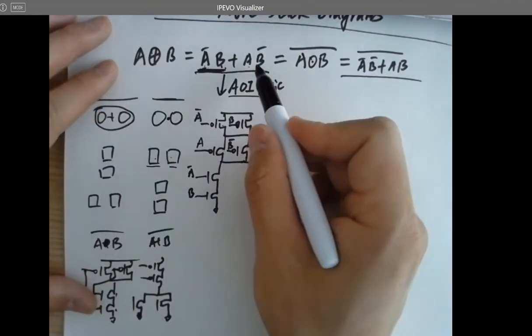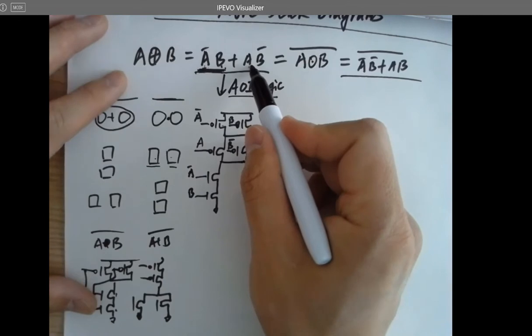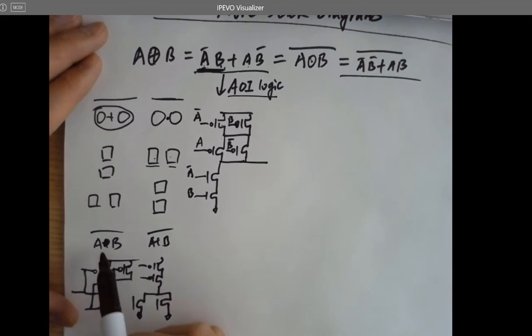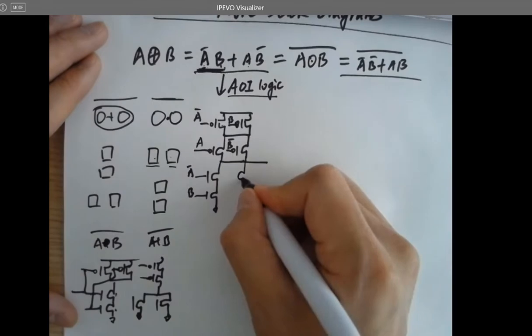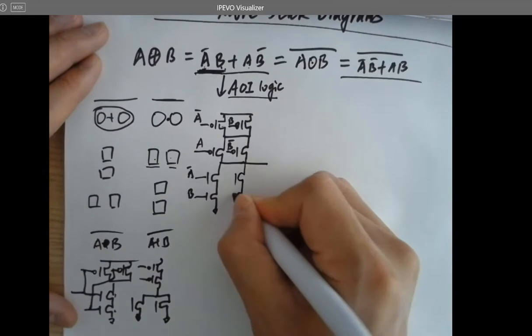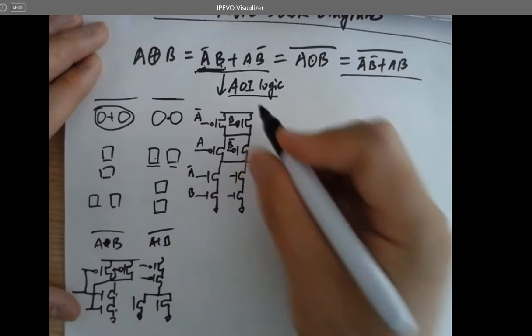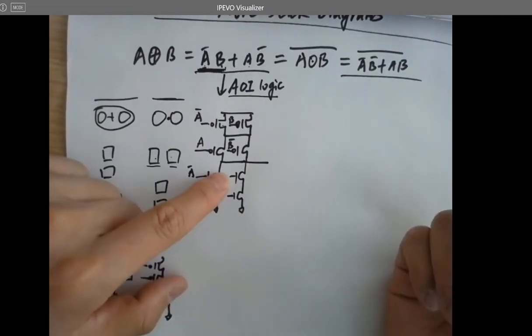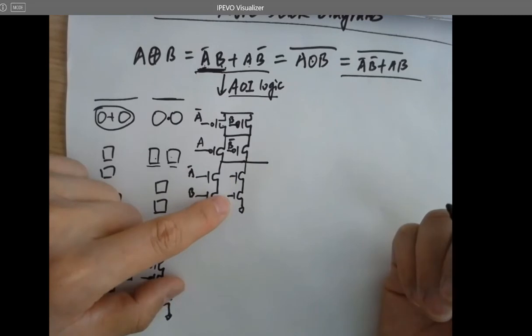And then the other side, A, B not is AND logic. So think about this AND logic for the NAND gate. Two NMOSes should be in series. So what are these two signals? What is this? A.